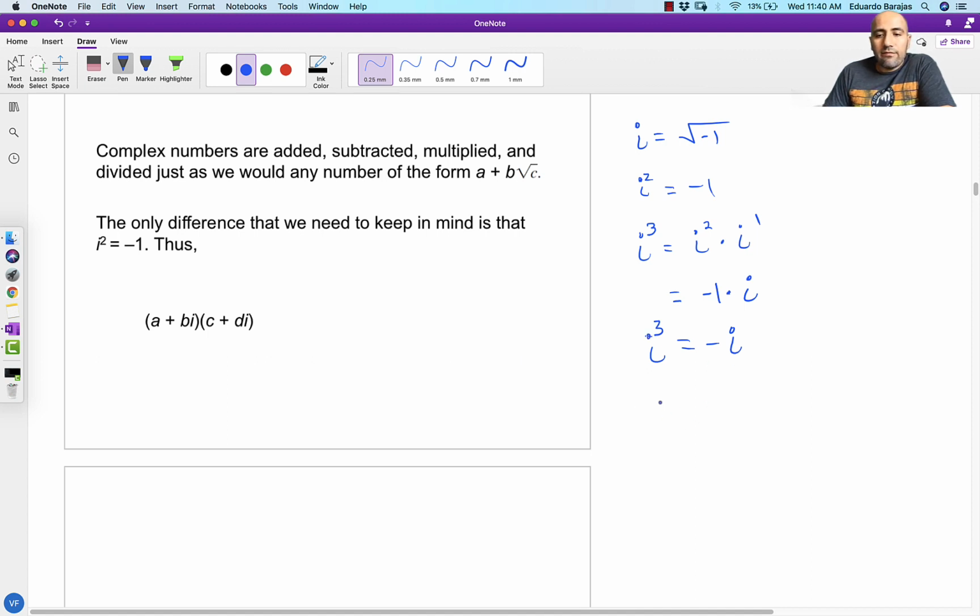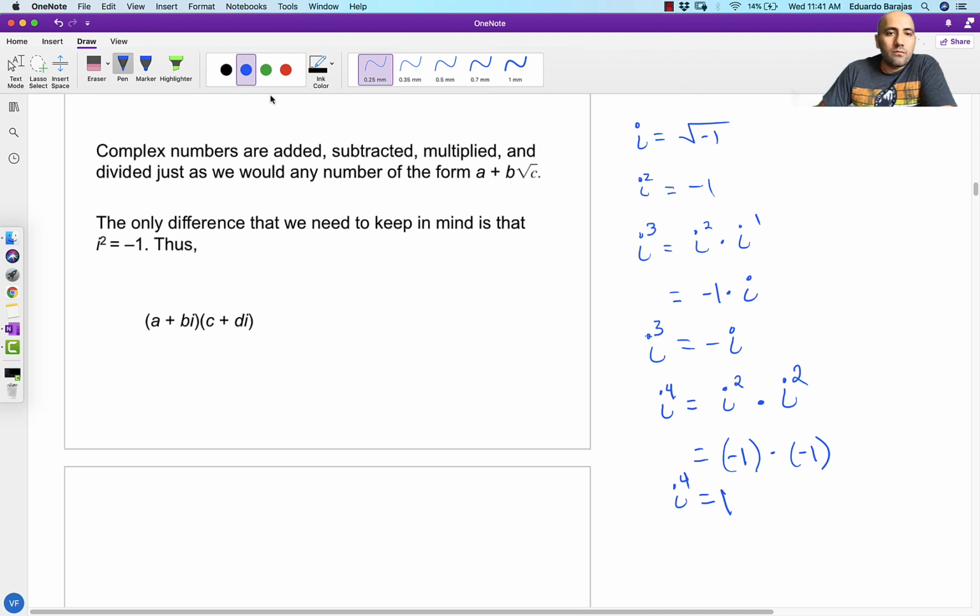What about i to the 4th power? i to the 4th power is equal to i squared times i squared. And we know that each one of these i squareds is a -1. So we get -1 times -1, which equals +1. So i to the fourth power equals positive 1.